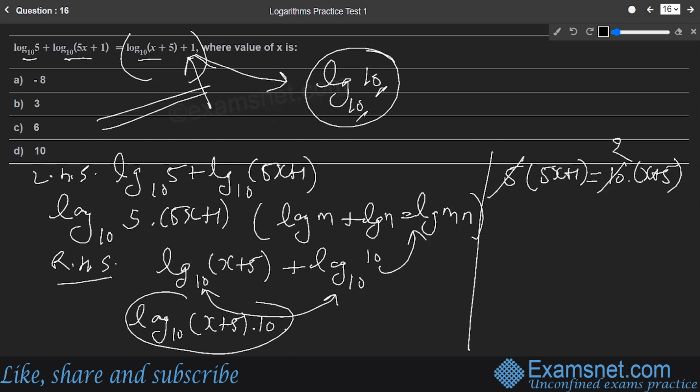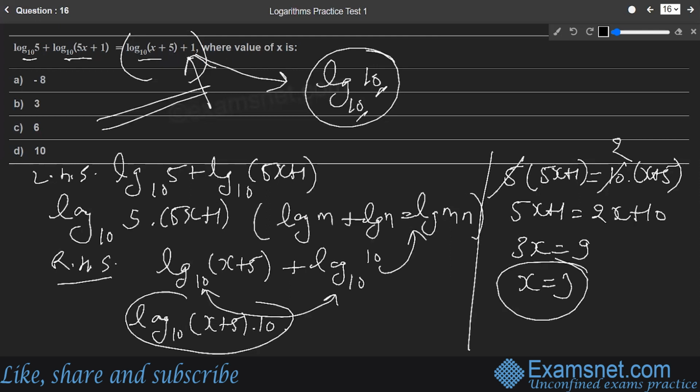So 5 can cut 10 by 2, so we are left with 5x plus 1 is equal to 2x plus 10, which gives us 3x is equal to 9, which gives us x value as 3. So that is how we have solved the equation. That's what they were asking for: what is the value of x? So it is going to be option B. 3 is the right answer.